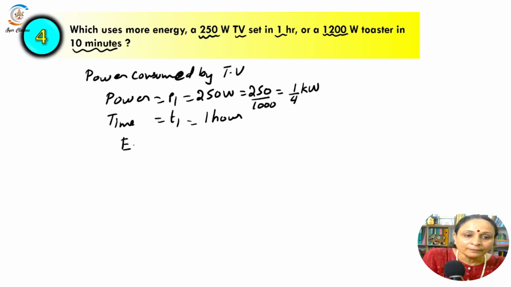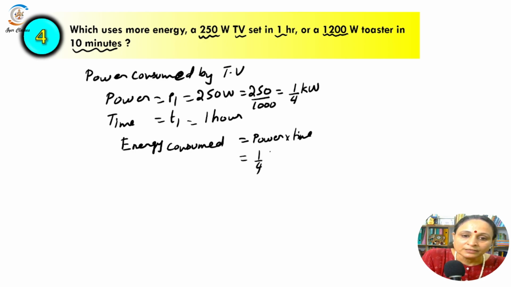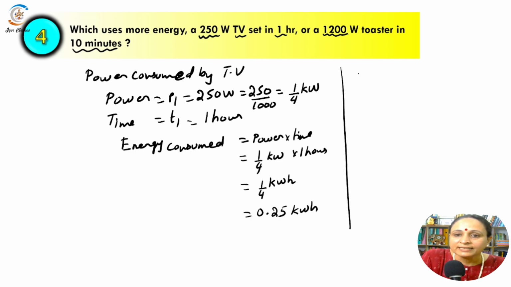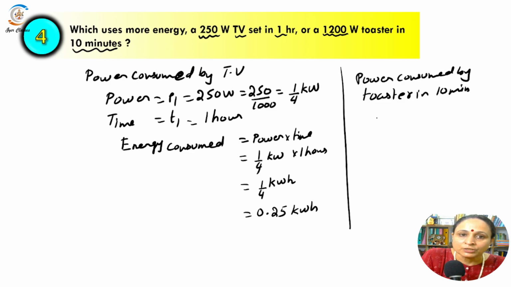So what is the energy consumed? बच्चा लोग, that is power multiplied by time. The power here is 1 by 4 kilowatt and time is 1 hour. So the energy consumed is 1 by 4 kilowatt hour. So that is 0.25 kilowatt hour. Now what is the power consumed by toaster in 10 minutes? So what about the power of the toaster?